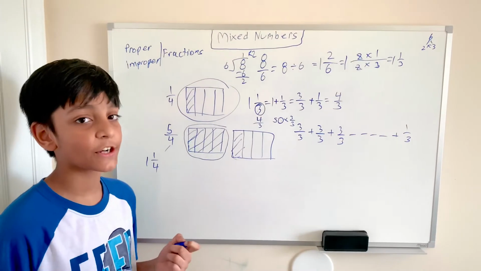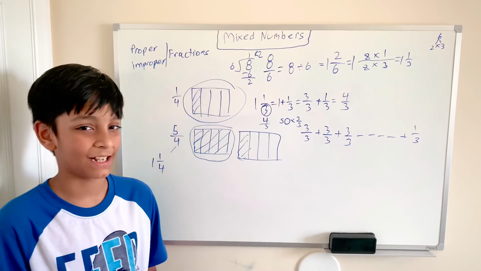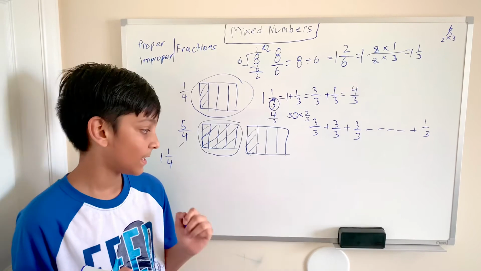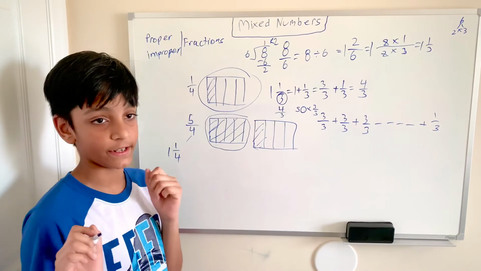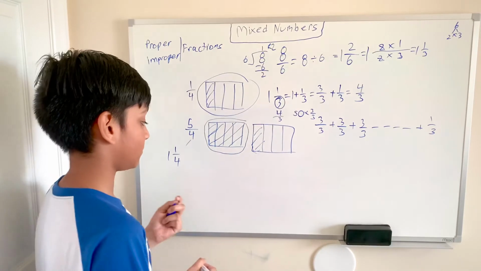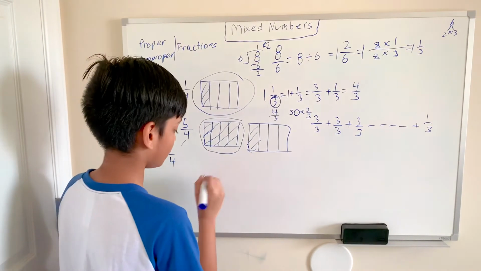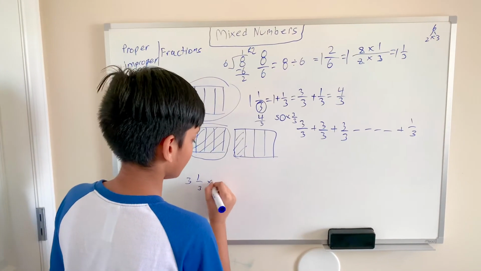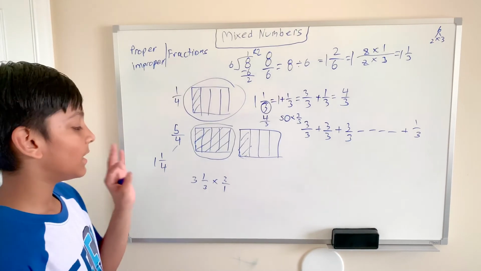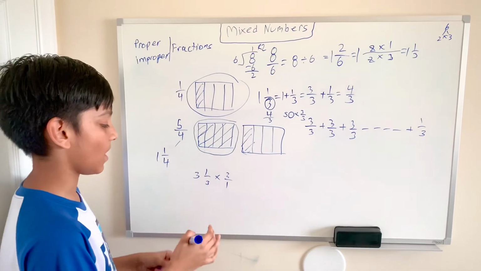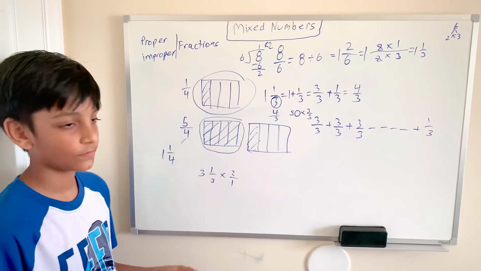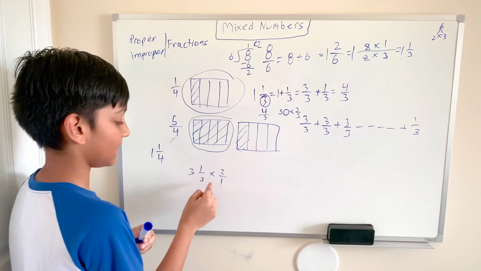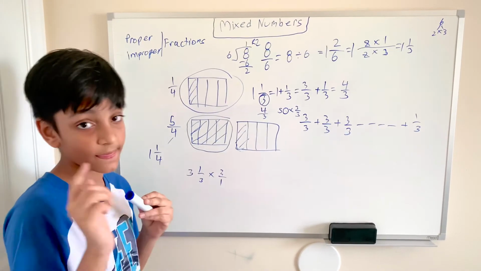A proper fraction is just a name for any fraction less than 1. You'll see them everywhere. An improper fraction can be used in multiplication and division. Say you have a mixed number, 3 and 1/3, times 3/1. You can't actually multiply a mixed number by a fraction. That's not possible.